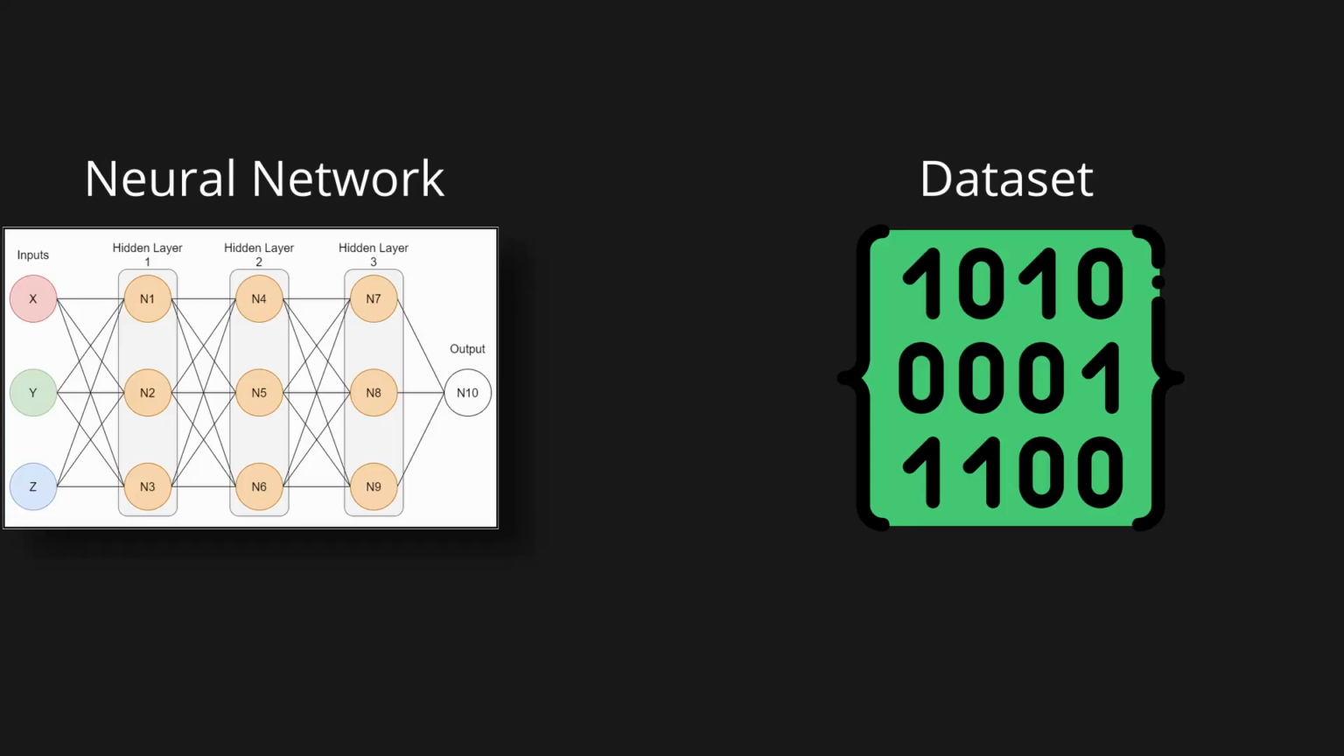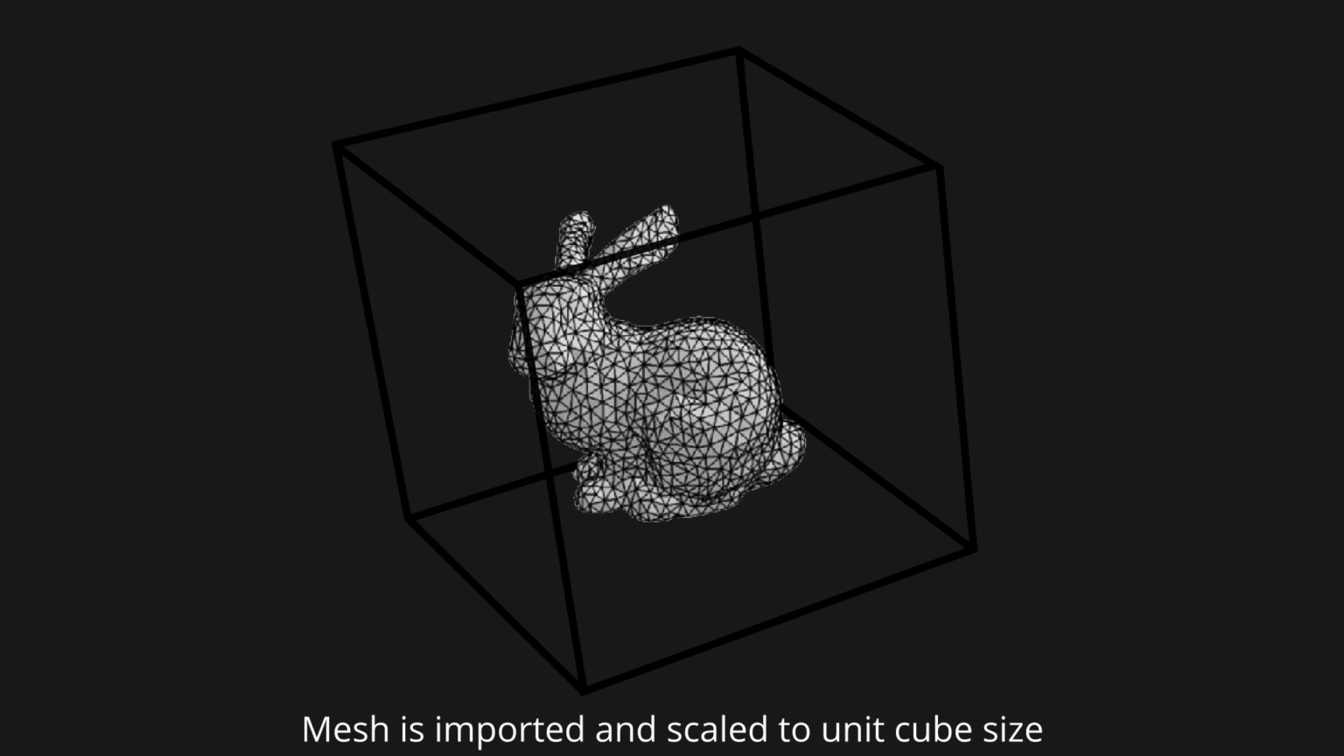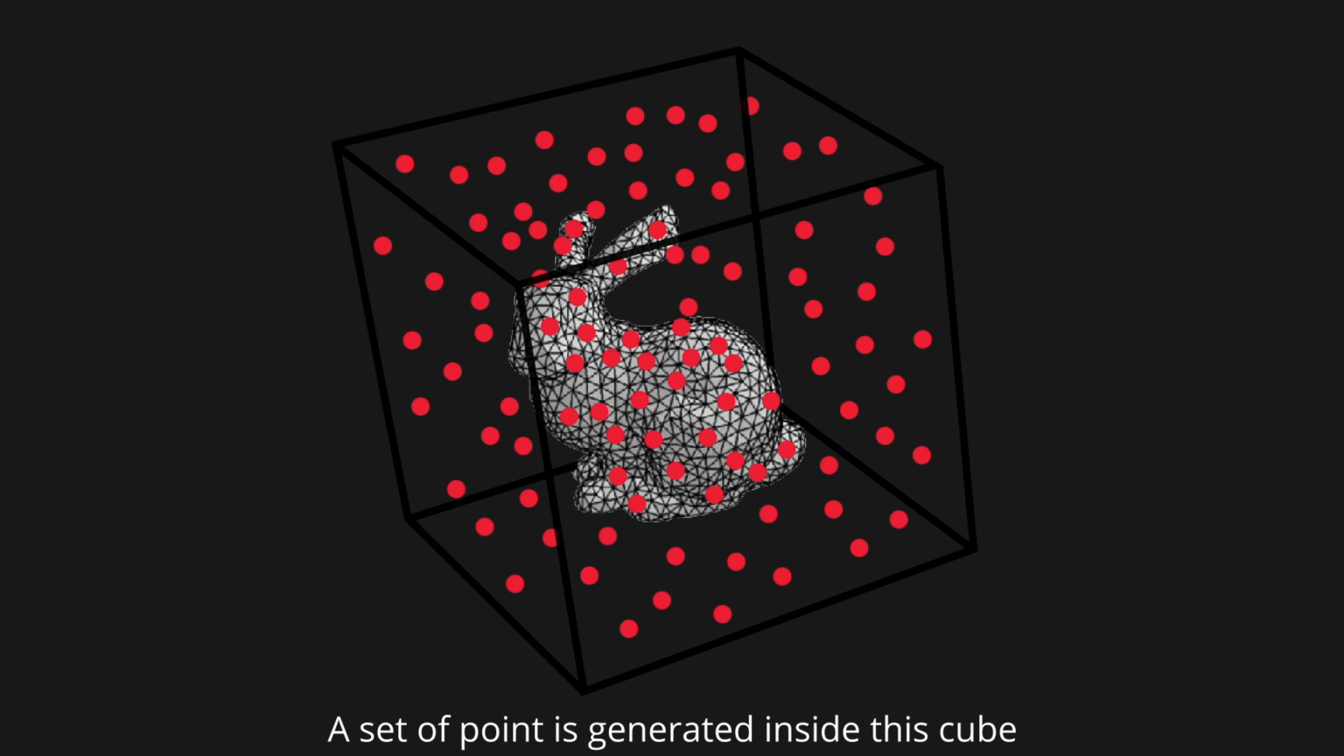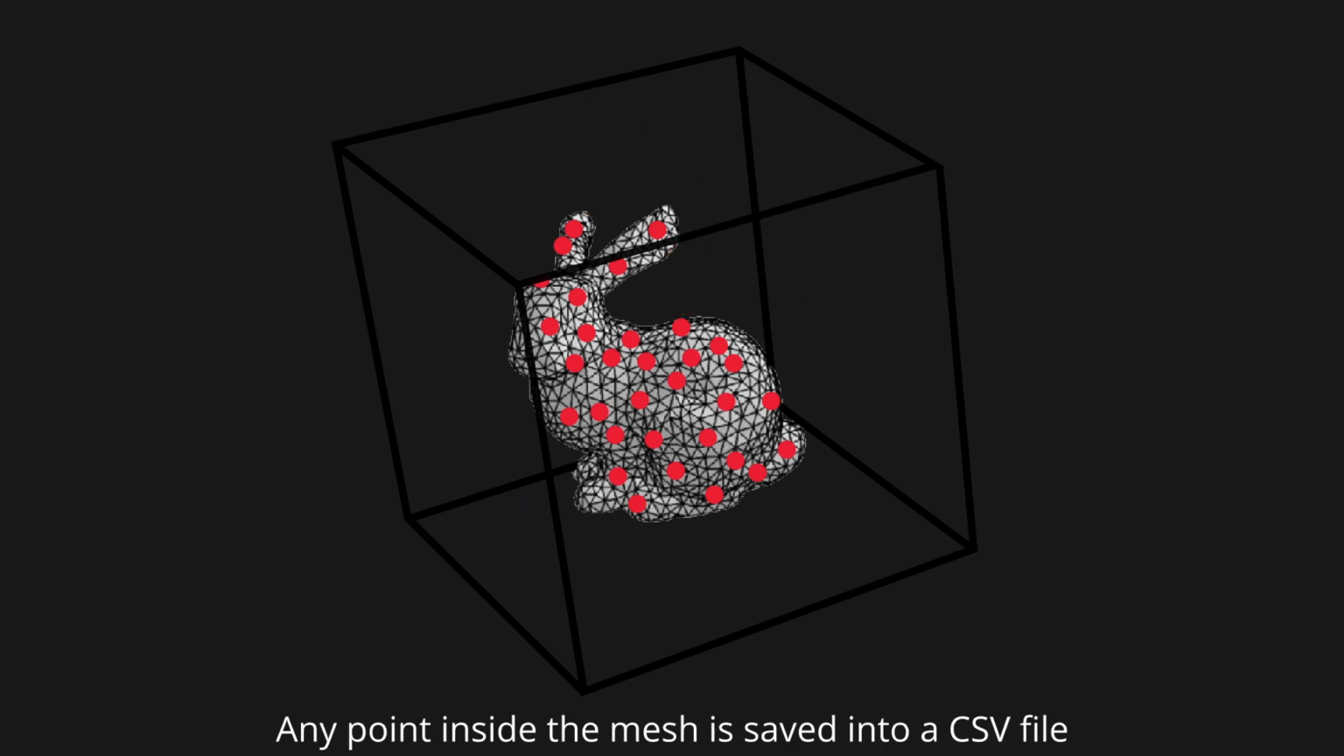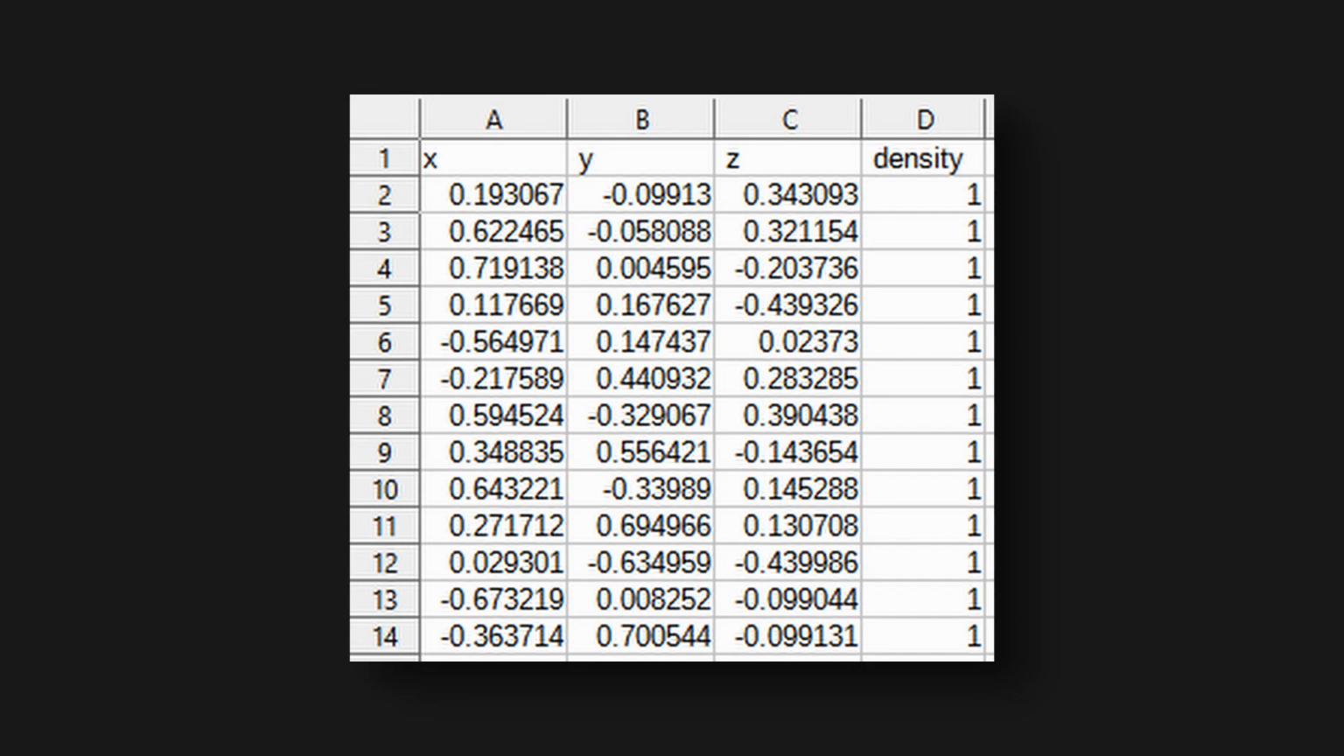To train a neural network on data about density, a C++ script is used to generate this. The pipeline works like this. A mesh which a user can set is imported and scaled into a unit cube. A large amount of random points, which represent densities, is loaded within this unit cube. Finally, any points within the mesh are saved into a CSV file.